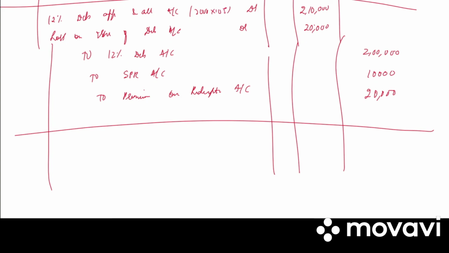Write the narration. Transfer of application money to debenture account, issued at a premium of 5% and redeemed at a premium of 10%.